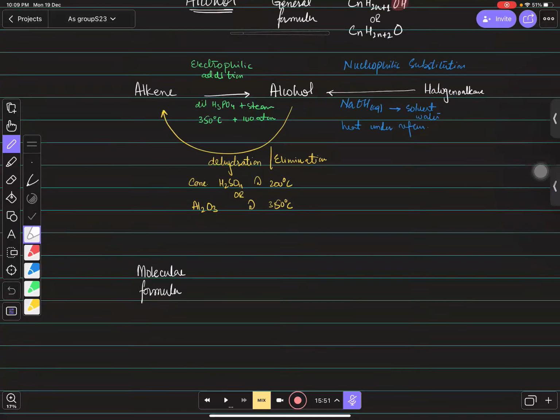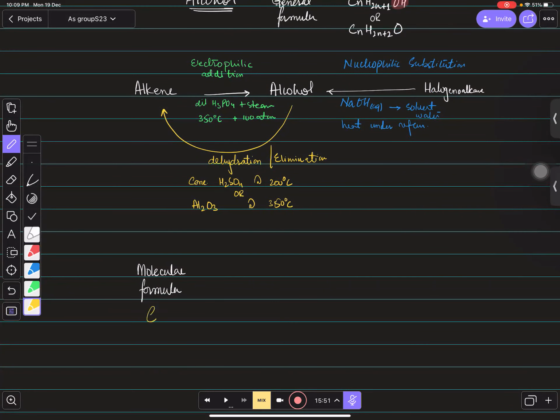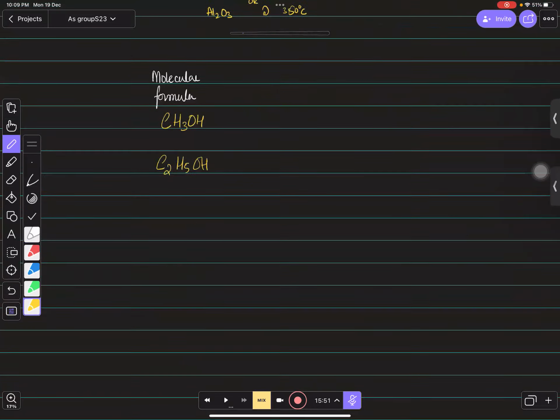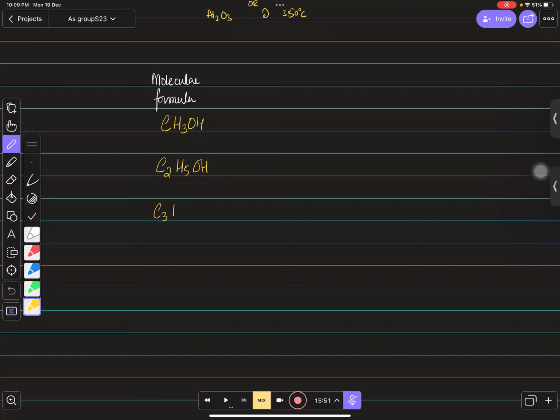Any one of them, you can see that it is CnH2n+1OH. So if I use that, it will be C1: carbon will be 1, and H will be 2 times 1 is 2 plus 1, 3, along with OH. Then C2: 2 times 2 is 4 plus 1, 5, OH, right? Then C3: 2 times 3 is 6 plus 1, 7, and then OH. Then C4, H9, OH. These are the molecular formulae of the substances that are part of the alcohol family.